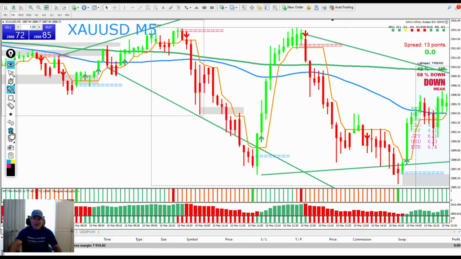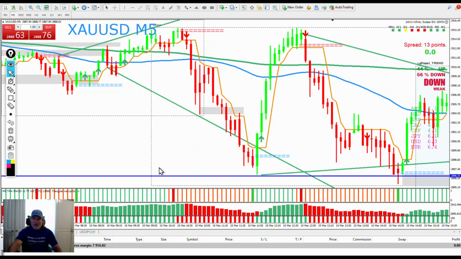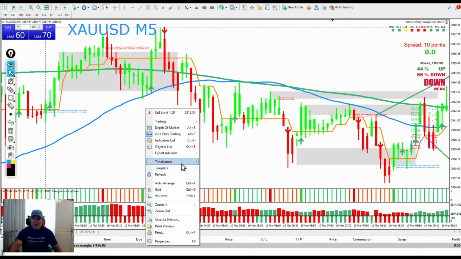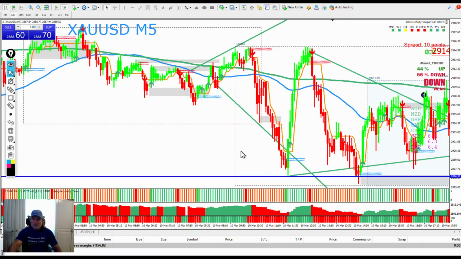So let me clean this up. Let me get rid of this, and we'll put a trend line, simple trend line. This is where we went to. Let's see if we can figure out where that was. Let's zoom out. Okay, this was the trade down we were looking for.